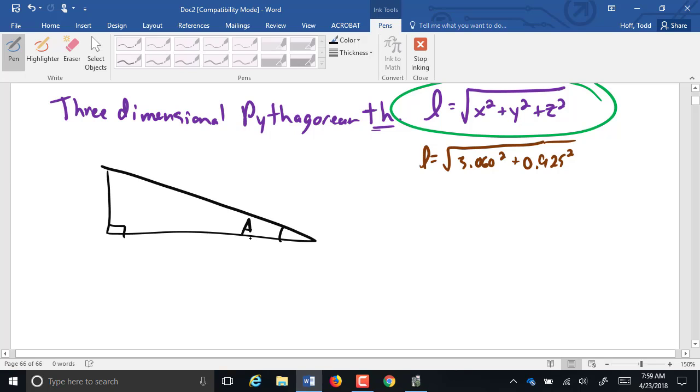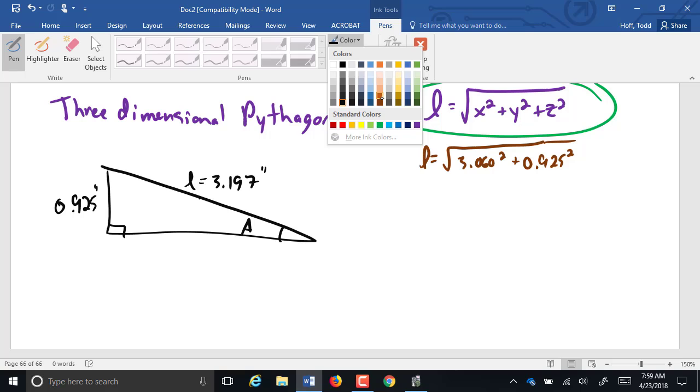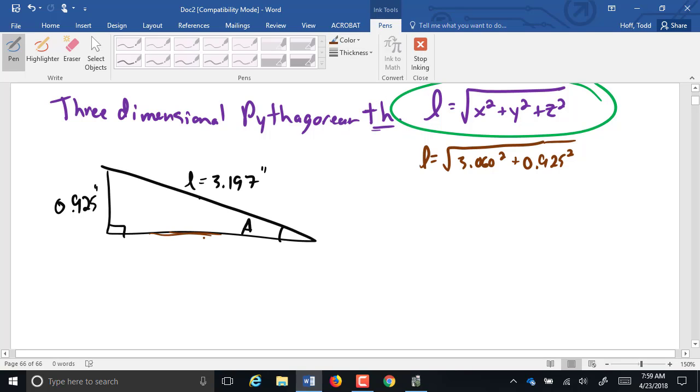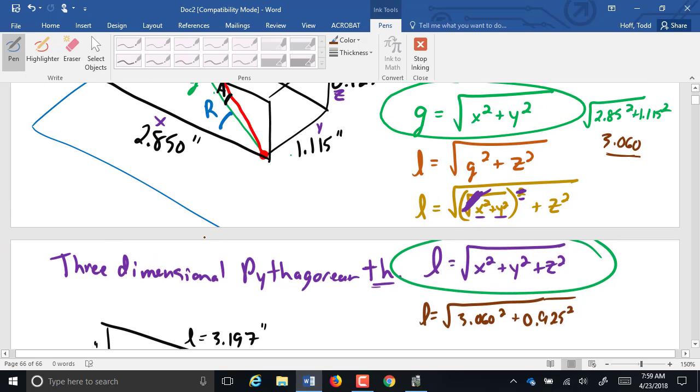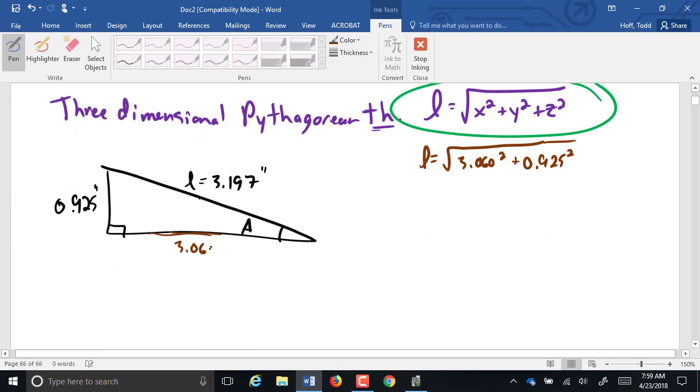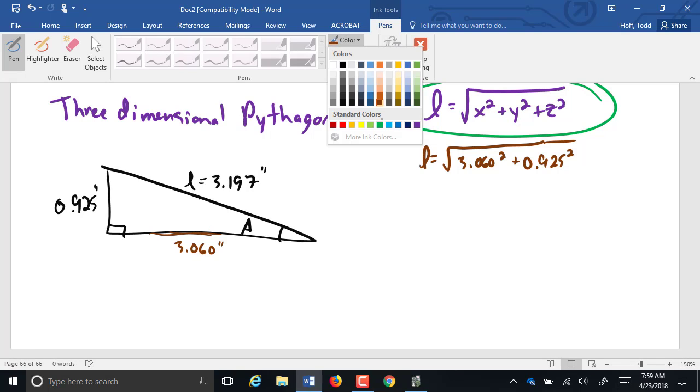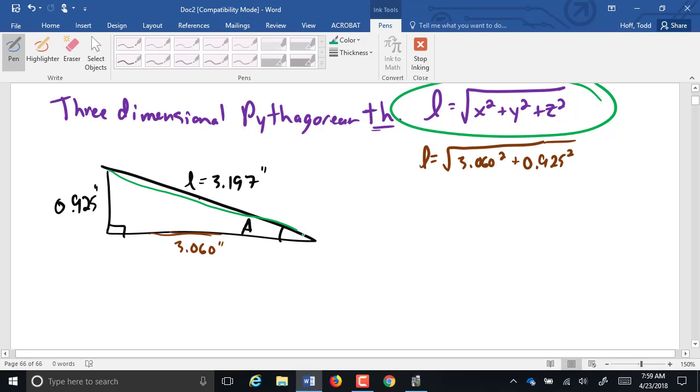This is angle A. We know this is 0.925. What else do we know about that triangle? This is that L that we just found, isn't it? 3.197. This down here? Well, yeah, we did find that, the 3.060. We could use that, but if our purpose was to find this length here, we may not have got this amount. Right? We may have skipped over it, did the three-dimensional. So using those two, can we find A?